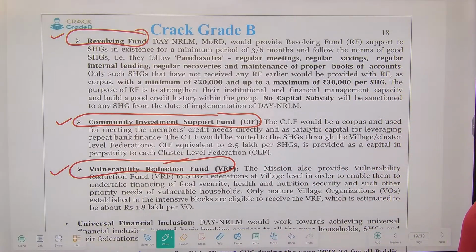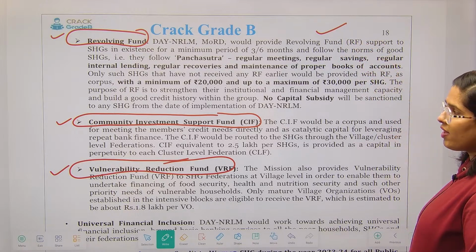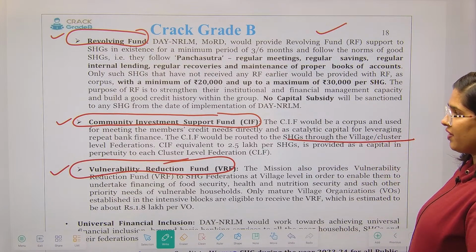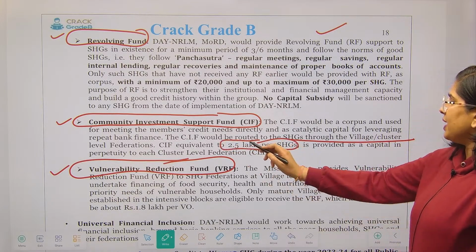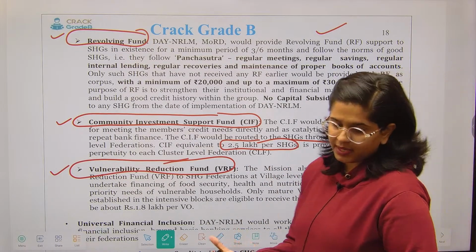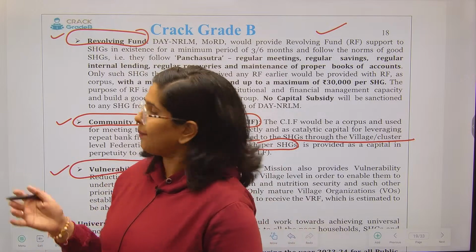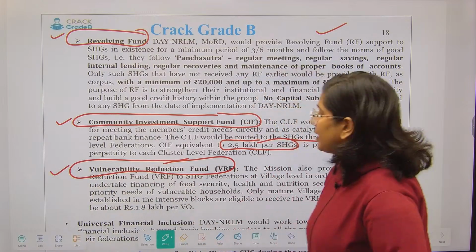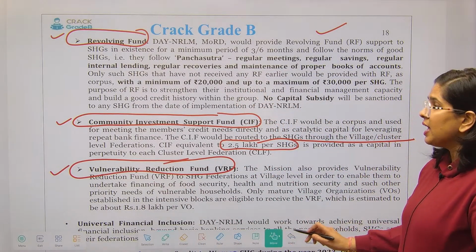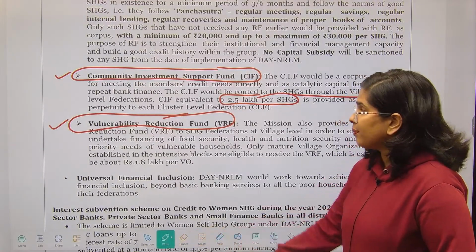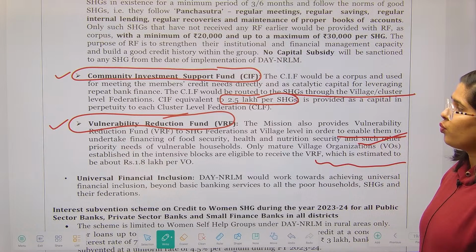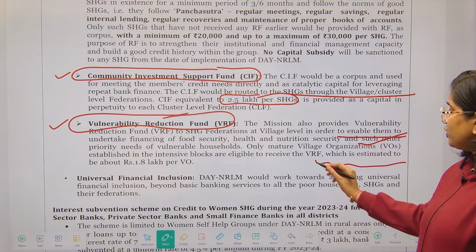And after that you will see revolving funds, which provide support for the self-help groups for their existence. Community investment support would be routed to the SHGs through village level federations. Equivalent to 2.5 lakh per SHG will be provided for capital investment. ठीक है, मान लीजिए if I have to implement this particular setup, this is my capital investment. ठीक है, ये मुझे अपनी capital के लिए चाहिए. Next is the vulnerability reduction fund. So the mission also provides vulnerability reduction funds to the self-help group federations so that they can undertake financing of food security, health, nutrition as well, right? It is estimated to be around 1.8 lakh per village organization.